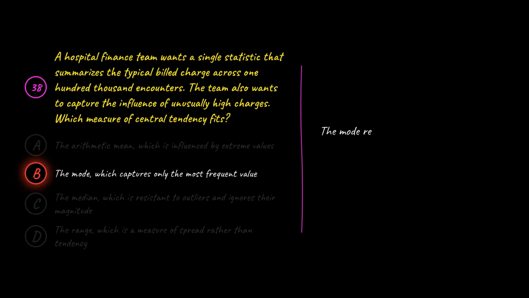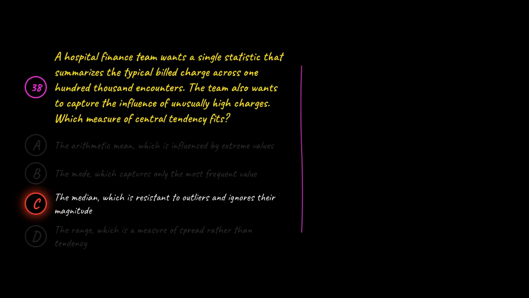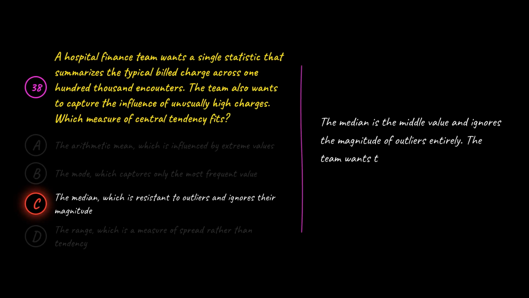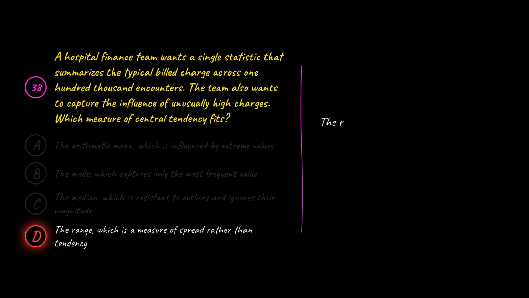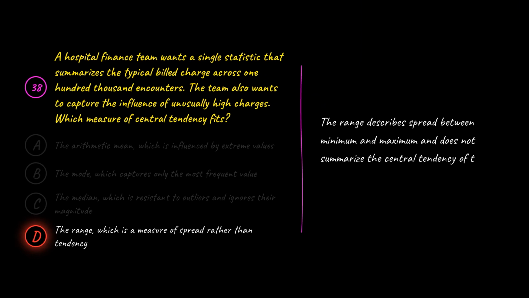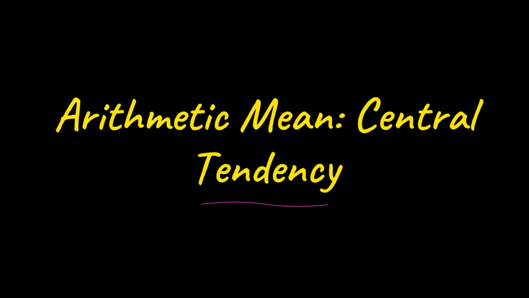B is wrong because the mode reports only the most common value and provides no information on extreme charges. C is wrong because the median is the middle value and ignores the magnitude of outliers entirely. The team wants those high charges reflected, not suppressed. D is wrong because the range describes spread between minimum and maximum and does not summarize the central tendency of the distribution. The arithmetic mean is the most fundamental measure of central tendency in statistics.